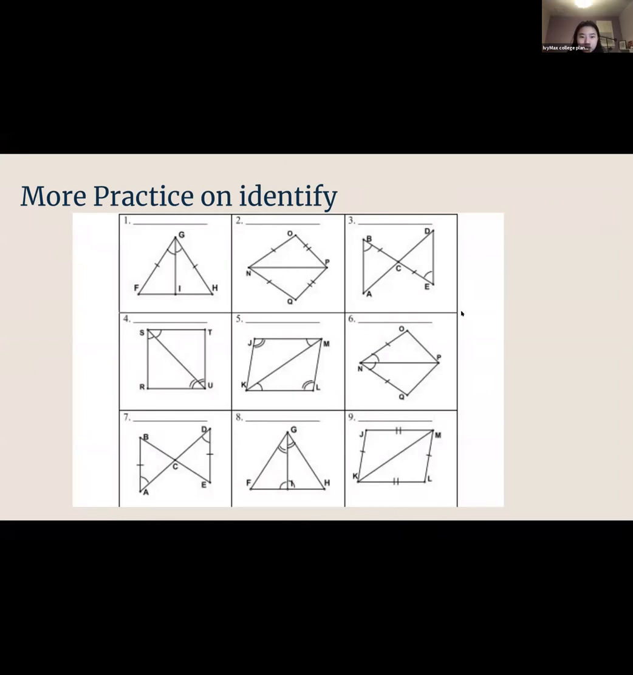Cool. Okay. So try the rest of it, 5 through 9, by yourself, and then after you're done, we can check answers.